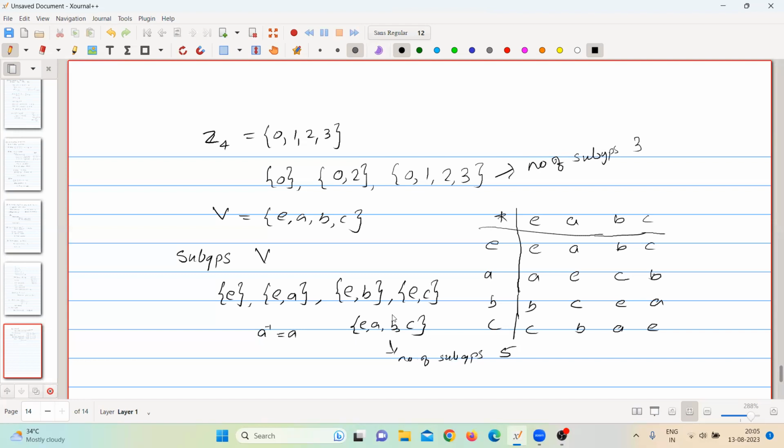Someone asked the doubt about this only, I think. Is there any formula to find the total number of subgroups? In general, there is no formula, because even though groups have the same number of elements, the operation is different, so the number of subgroups is also different. Is that okay?